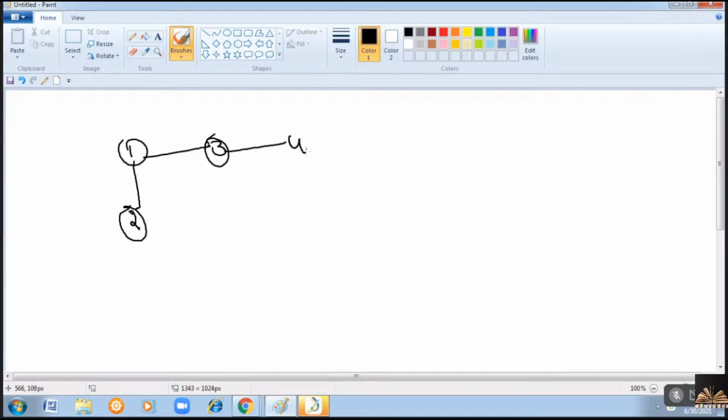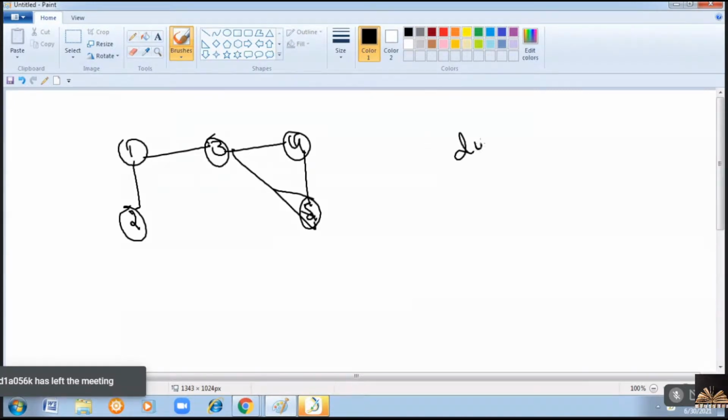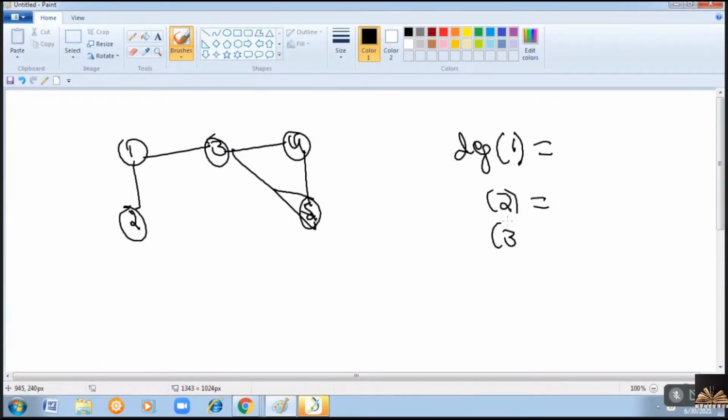So we have concluded that this is a semi-Euler graph. Here, let me find out the degrees. Except for two vertices, if all the others have even degree, then it is semi-Euler.